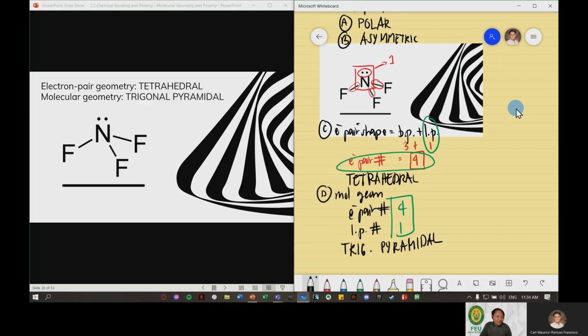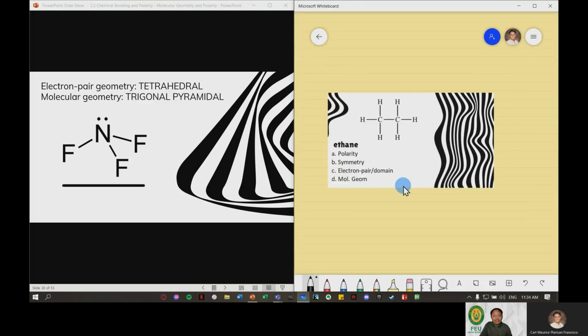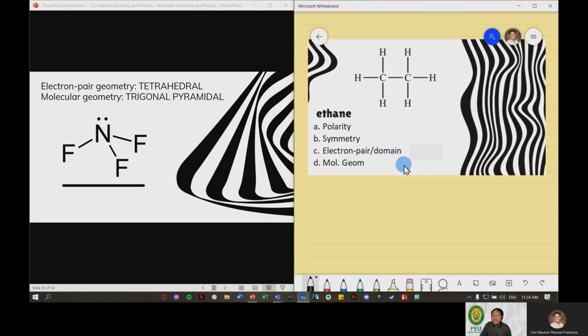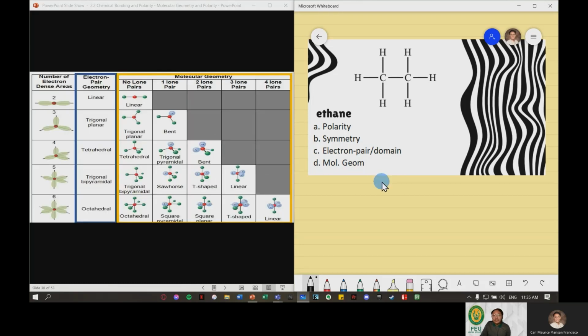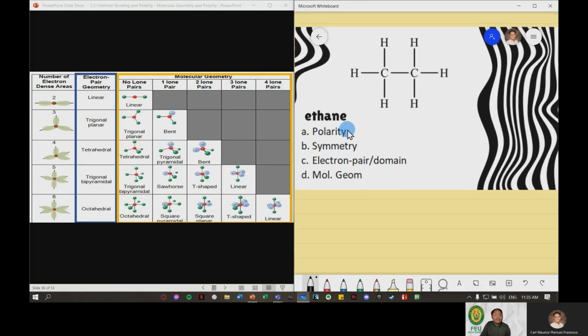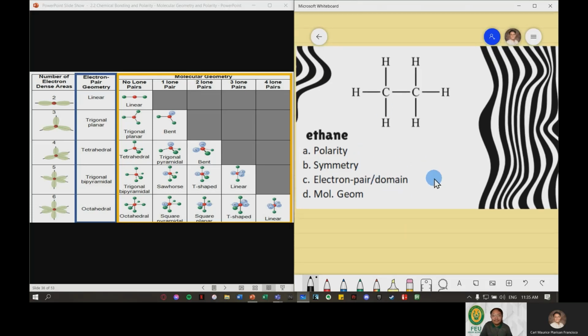Now, to give more examples, let us have the following. So let me show more examples that may be seemingly confusing, challenging, or difficult. Ako po ay magbibigay ng mga halimbawa o paano magsagot ng mga halimbawa na parang mahirap sagutan. Okay? So I need to identify the polarity, symmetry, electron pair shape, and molecular geometry of ethane.